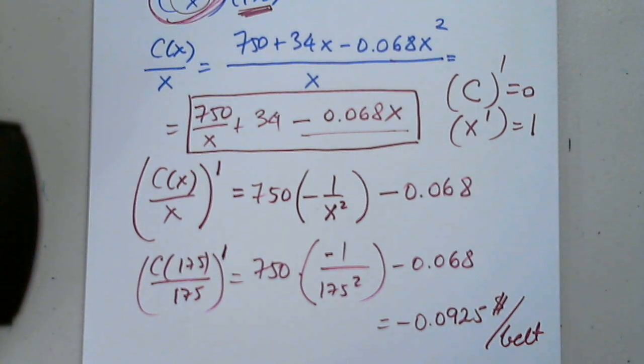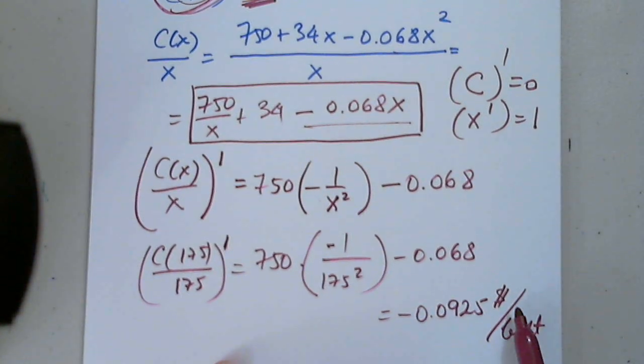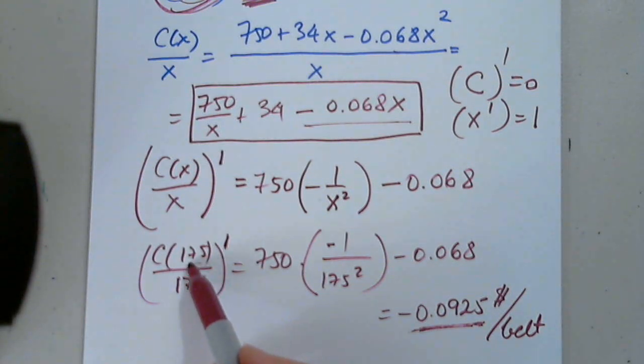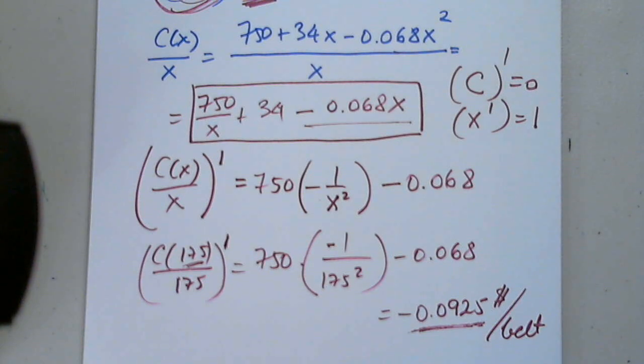So we are going to say that the average cost in dollars per belt is decreasing by this amount when they manufacture 175 units. It's a negative rate, so it's decreasing. Any questions? Any questions?